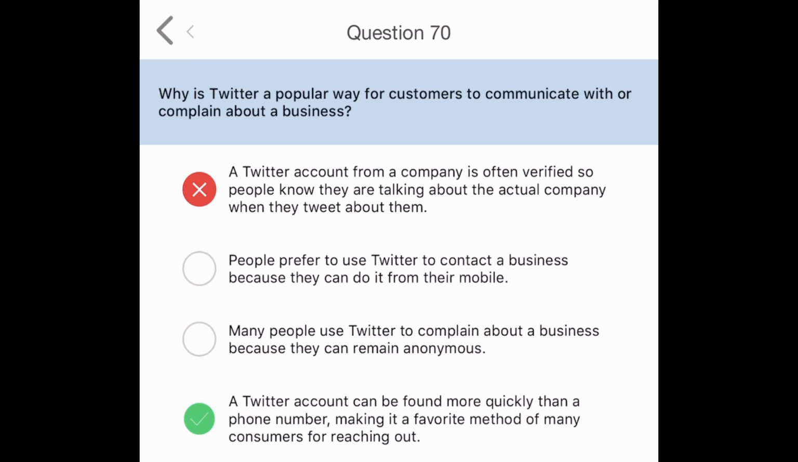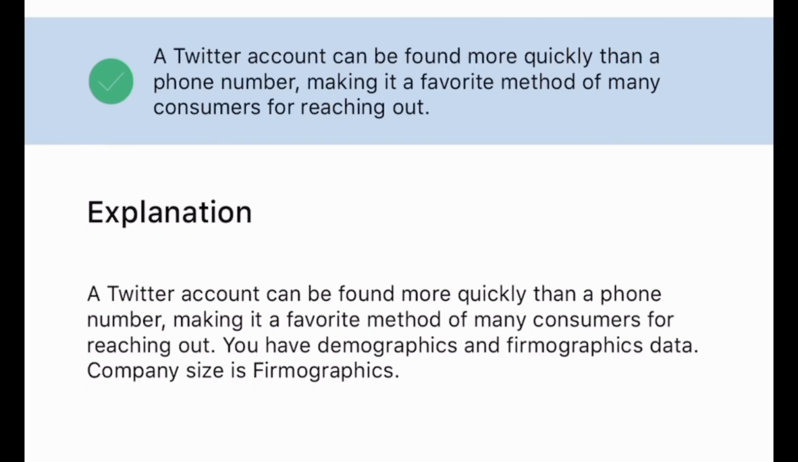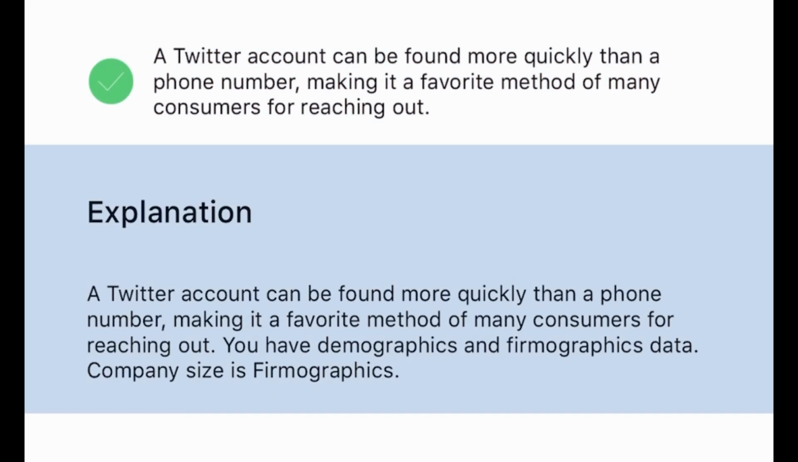Why is Twitter a popular way for customers to communicate with or complain about a business? A Twitter account can be found more quickly than a phone number, making it a favorite method of many consumers for reaching out. Explanation: a Twitter account can be found more quickly than a phone number, making it a favorite method of many consumers for reaching out.